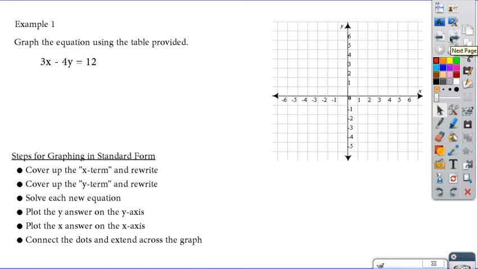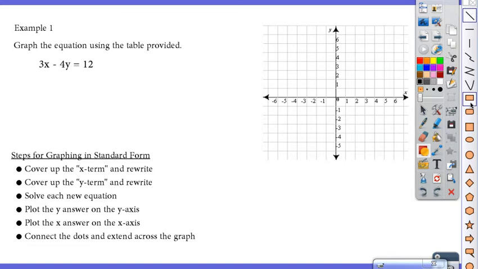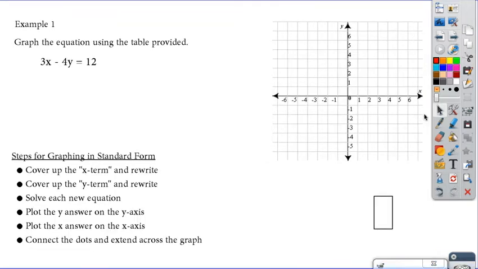So here's my first example problem. I have the equation 3x minus 4y equals 12. And we're going to graph this using standard form. So again, I'm going to use a tool here to do this, but you could do it however you want from home. The first step is to cover up the x term, okay, and then rewrite what you see. So when I cover up the x term, I'm going to write down negative 4y equals 12.